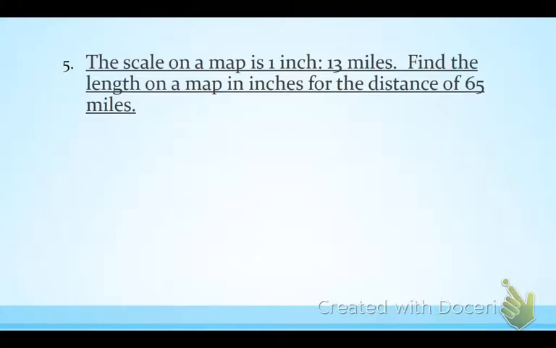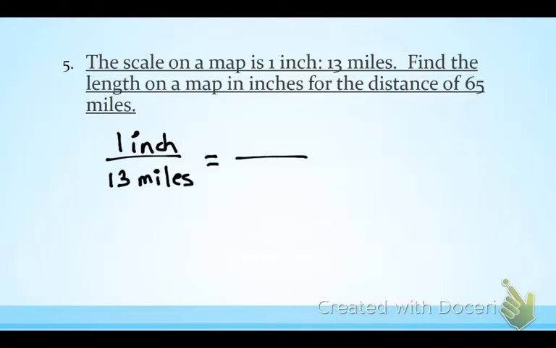So we've got to come up with a proportion of things that we know versus what we don't know. So what is it that I know? 1 inch over 13 miles. 1 inch is the representation for 13 miles. Equals what? X over 65 miles.